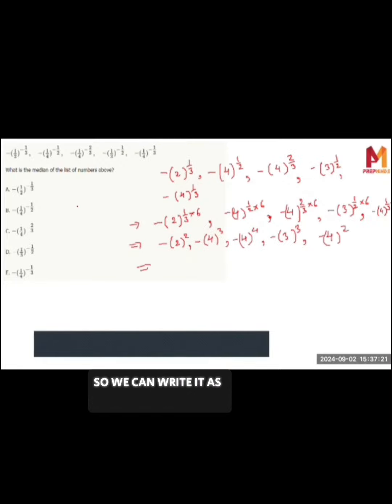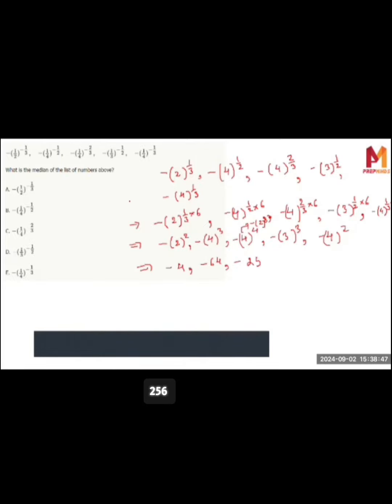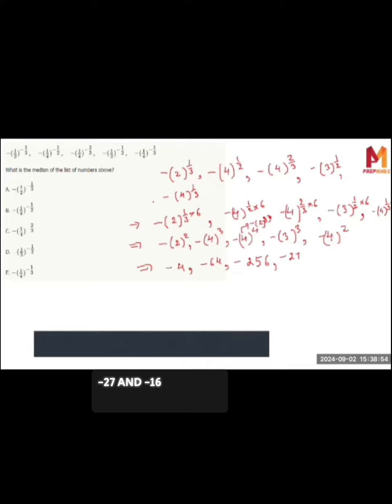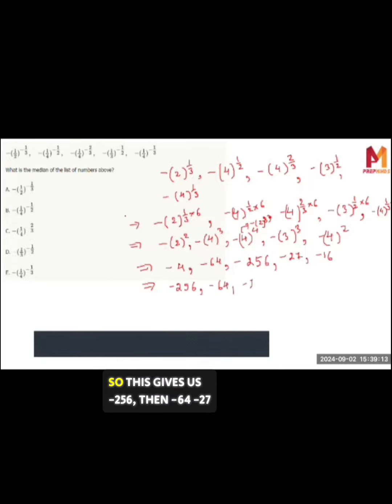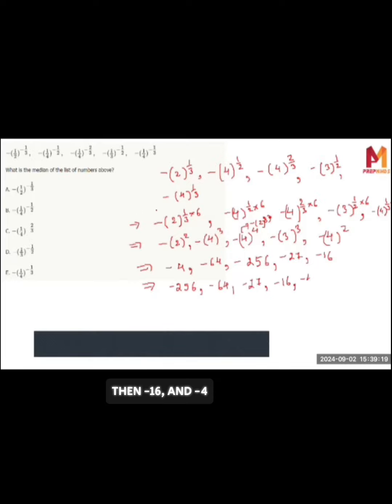So we can write it as minus 4. This becomes minus 64. This becomes, because we can raise it to square and then we have power of 4, minus 2 power of 8, that is 256, minus 27 and minus 16. We can arrange it in increasing order. So this gives us minus 256, then minus 64, minus 27, then minus 16 and minus 4.